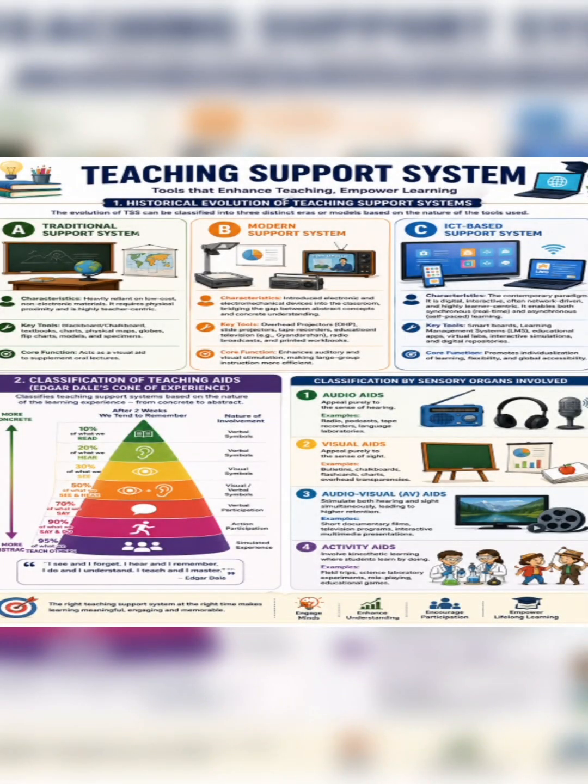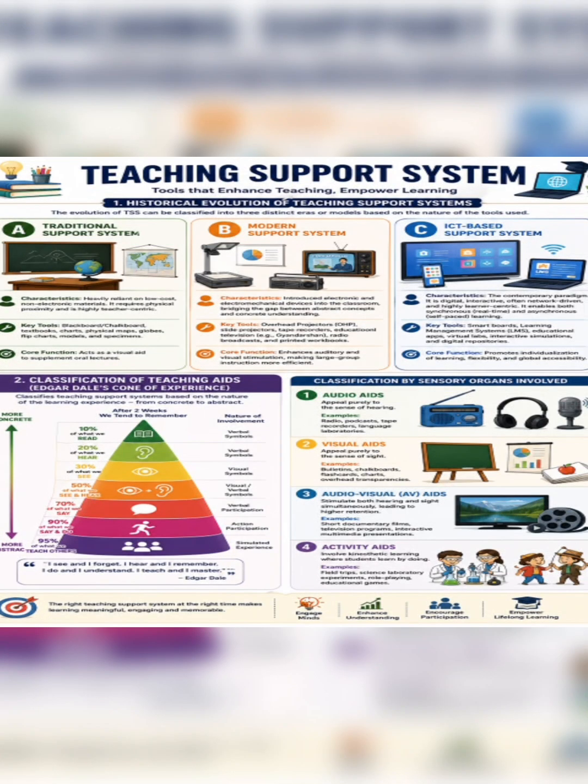Coming to the next slide, we should know teaching has never been just about the spoken word. From ancient classrooms to modern smart hubs, educators have relied on a changing toolkit to make educational concepts visible, tangible, and permanent. Today we are going to explore the historical evolution of teaching support systems, examine how we classify teaching aids by sensory organs, and dive deep into Edgar Dale's famous cone of experience. So let's start with section 1, the historical evolution.